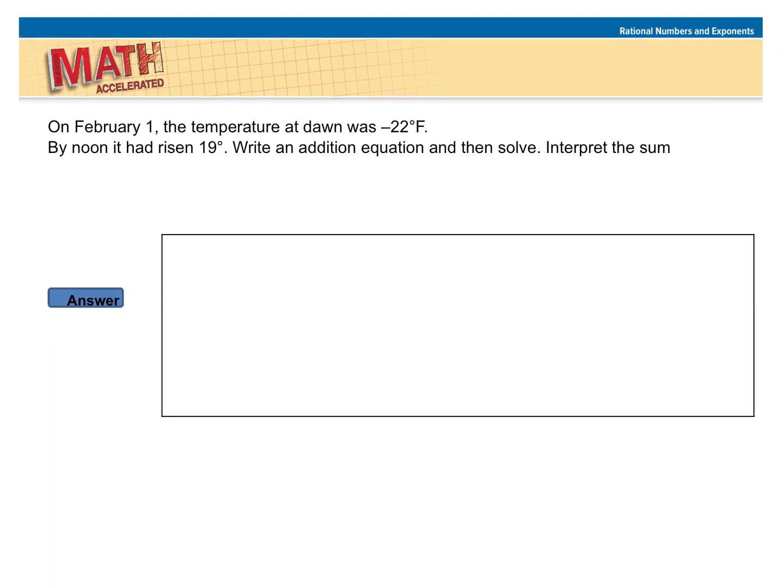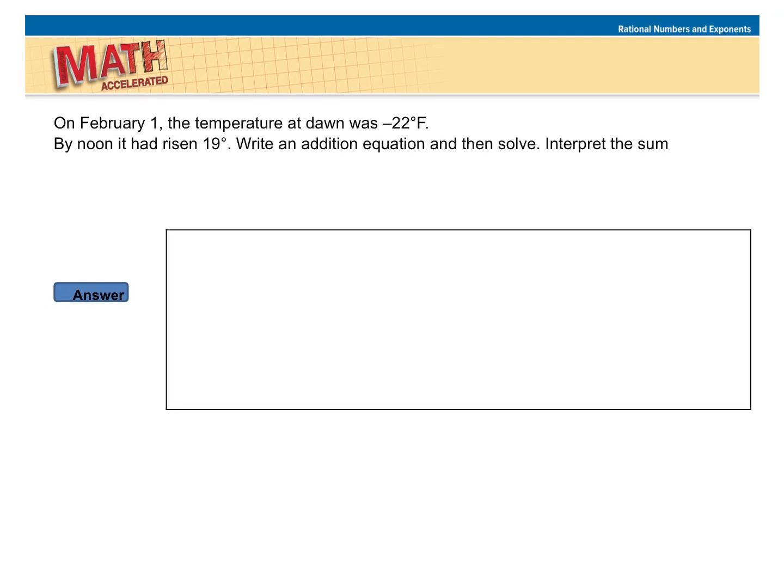Okay, on this one, let's do it together. On February 1st, the temperature at dawn was negative 22. So negative 22 is our starting point. What I write down, you write down. By noon, it had risen 19. What does risen mean? Plus 19. Brayden, what's up? You get negative 3. Why did you know it was negative? The 22 is bigger, and the 22 is negative, right? So our answer would be negative. Good. That's a way you can check yourself whenever you're wondering if it's positive or negative.